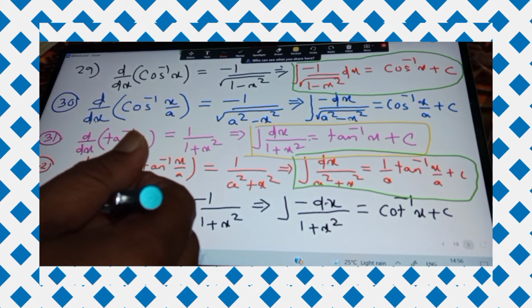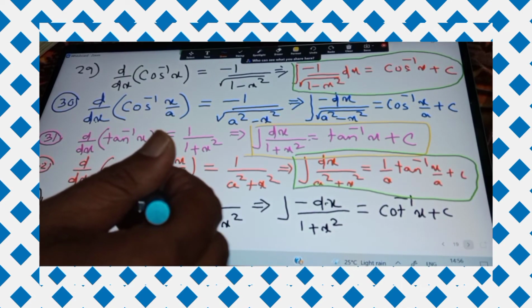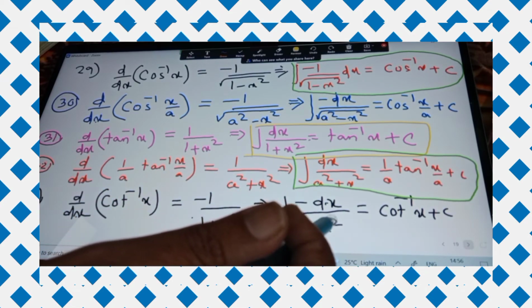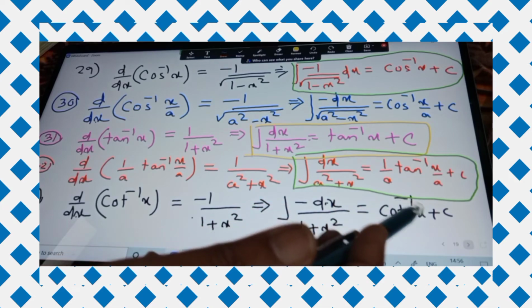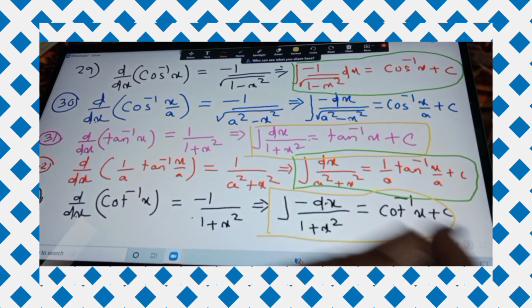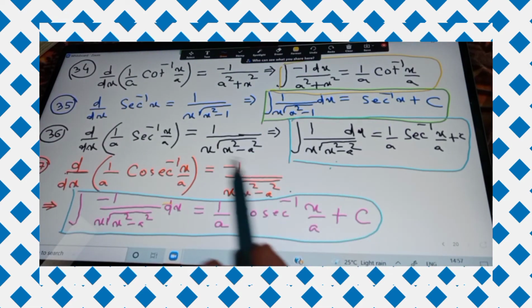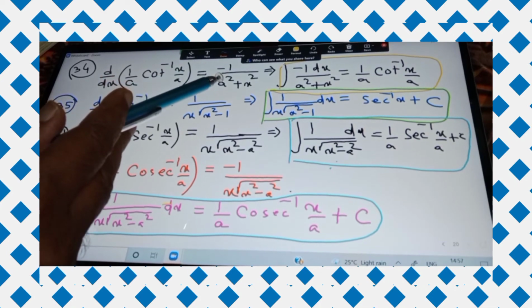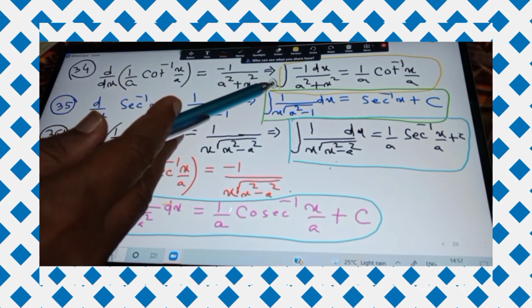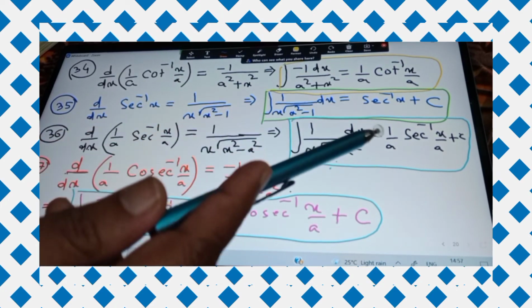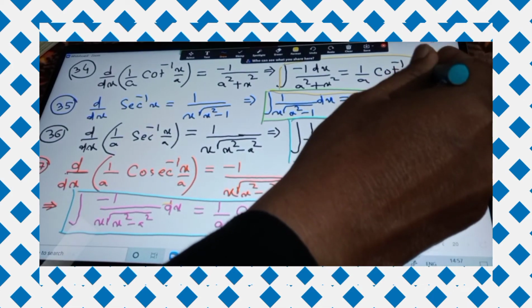Next formula is derivative of cot inverse of x is equal to minus 1 upon 1 plus x square. So integration of minus 1 upon 1 plus x square dx is equal to cot inverse of x plus c. Okay, students? Next formula: derivative of 1 upon a cot inverse of x upon a is equal to minus 1 upon a square plus x square. So integration of minus 1 upon a square plus x square dx is equal to 1 upon a cot inverse of x upon a plus c.